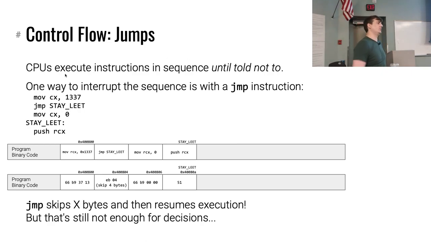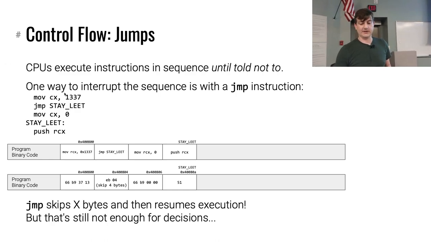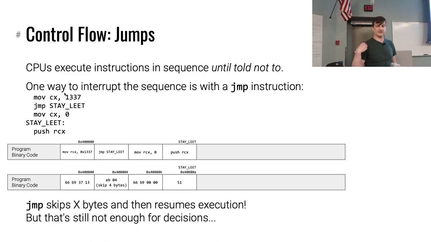So CPUs will just keep on executing. And you're implicitly doing this. As you write an assembly program, you write the first instruction, and you just know that the next thing that will happen is the next instruction, and then the next instruction. So with a jump instruction, we can tell it to go somewhere else.